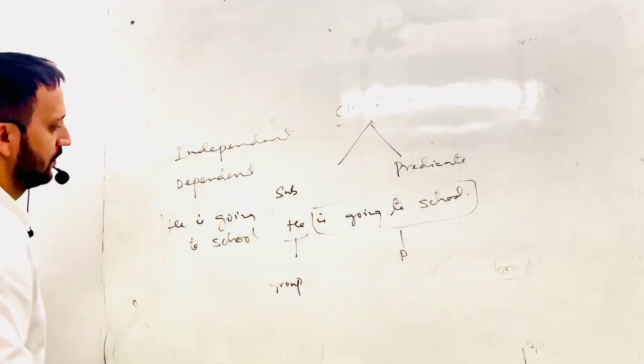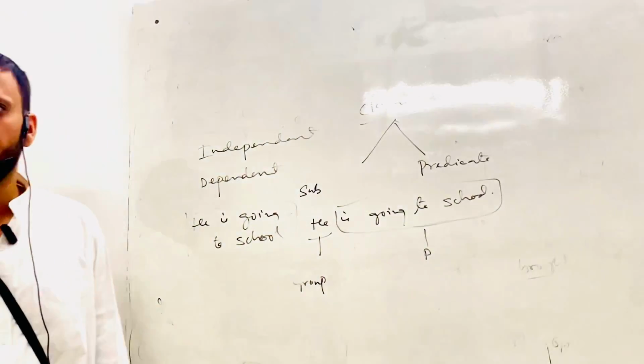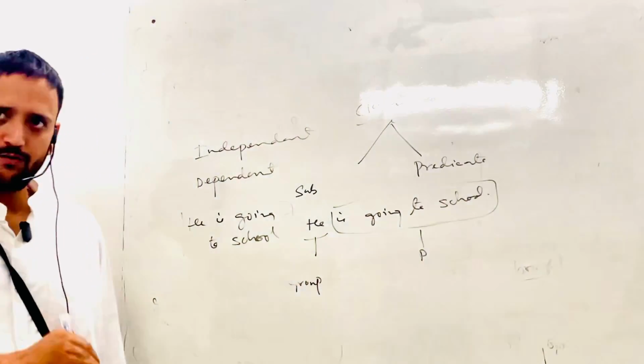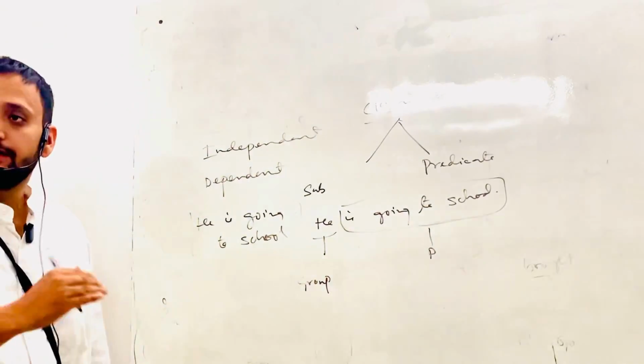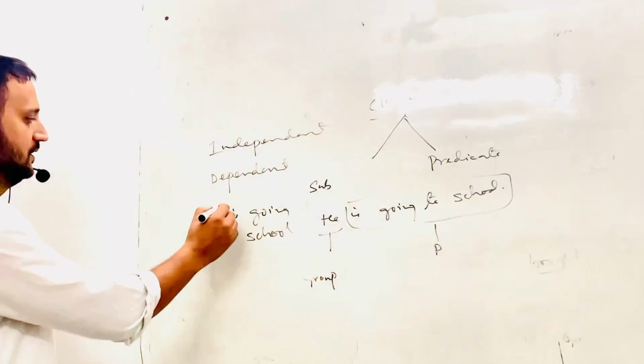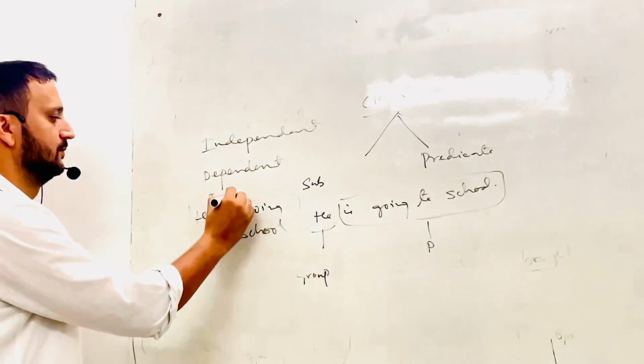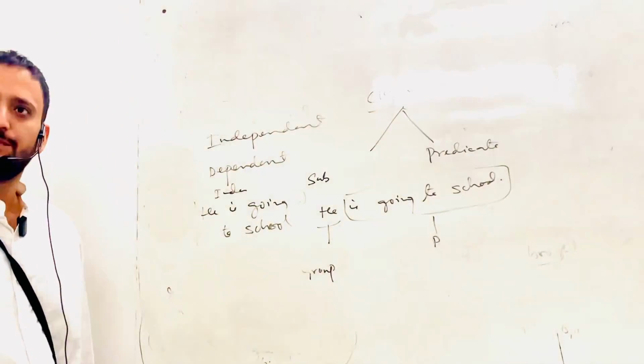This clause can convey a proper meaning. It can stand on its own. It has a subject, predicate, everything. And it conveys a meaning. So this is an independent clause. This is what? Independent clause.